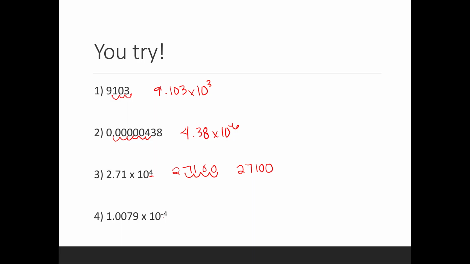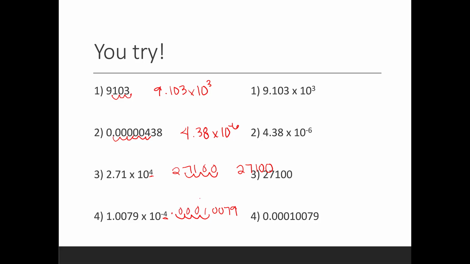Last one, I have a negative exponent, so those zeros have to come before the coefficient. So that 1.0079, I'm going to take that decimal place, move it 4 times to the left. 1, 2, 3, 4, and then fill in those zeros. So here are those final answers for you, written out all nice and pretty. I hope that you got them all correct.